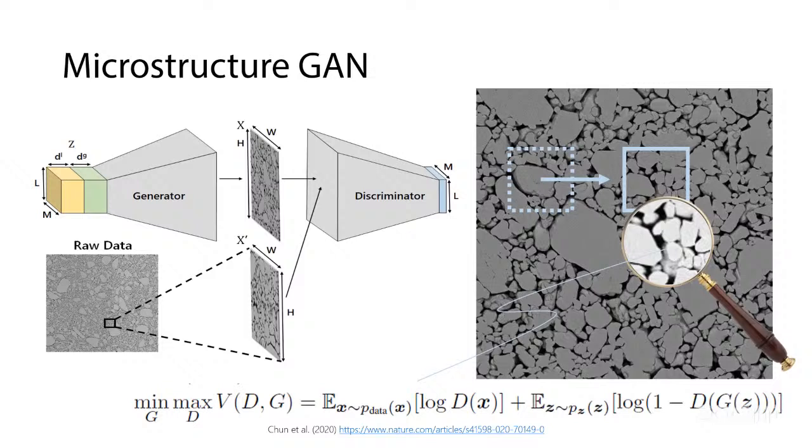Most of the material scientists, what they would like to do is run some computational experiment on real microstructures. Let's say you're interested in the permeability of some porous media. So how much water can flow through those cracks and pores, right?